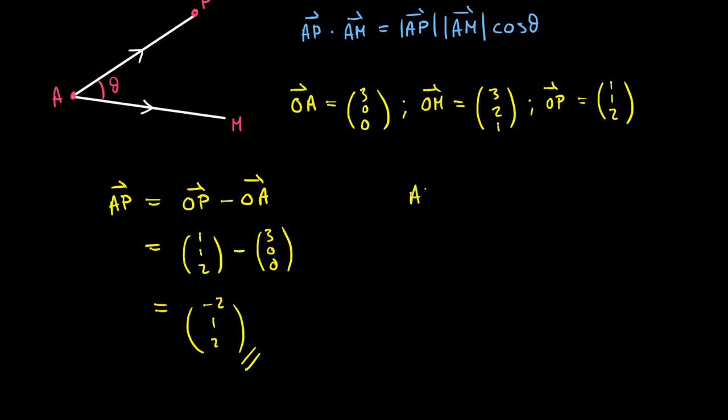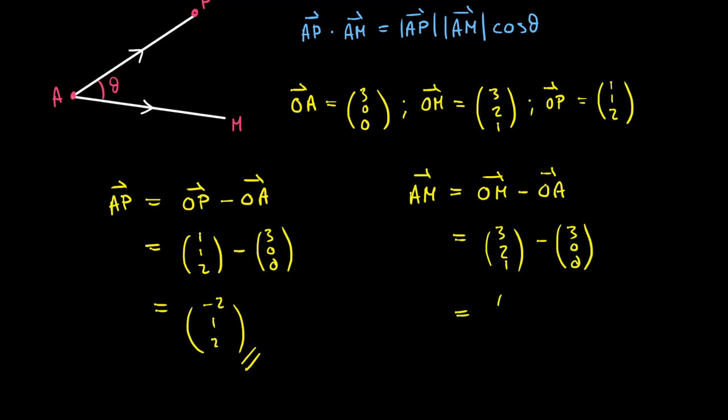Then if I want to get the vector AM, then that's going to be the same thing, right? I need to do OM minus OA. And OM is 3, 2, 1, and OA is 3, 0, 0. So if I calculate that, I'm going to get 0, 2, 1.